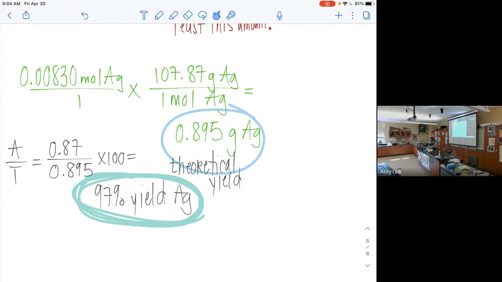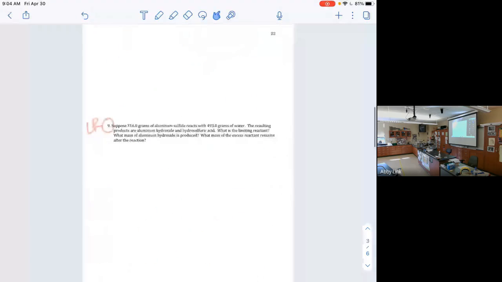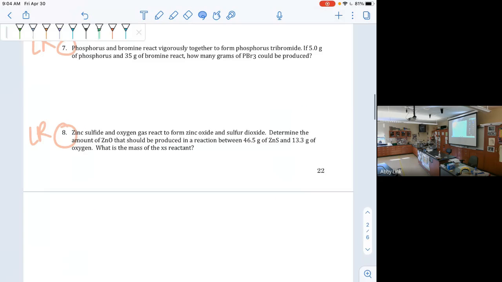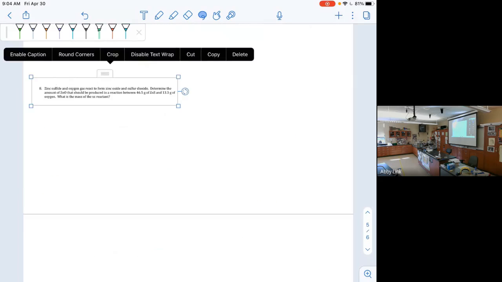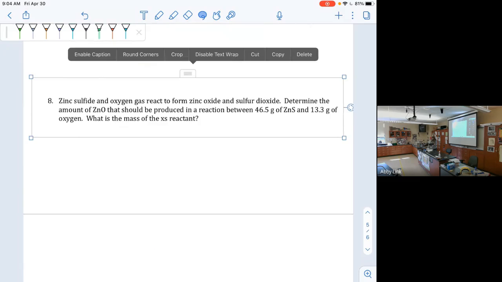All right, so let me pick a good one here out of the limiting reactants. Let's go ahead and do number 8 because number 8 requires us to get the mass of the excess reactant. So that's a little bit different than what we just did. All right, let's see what we're working with here, number 8.